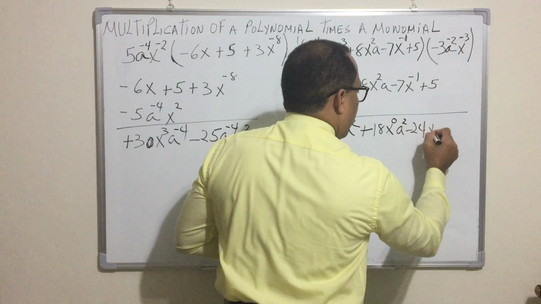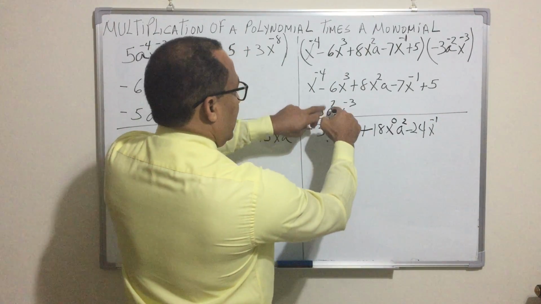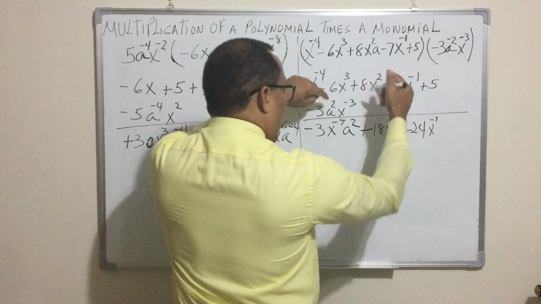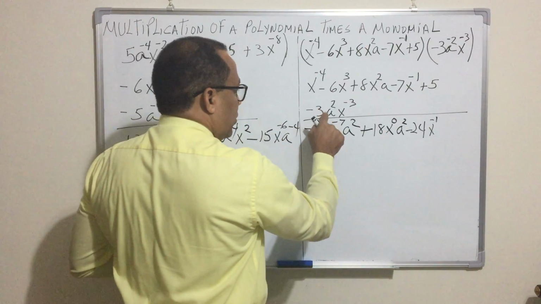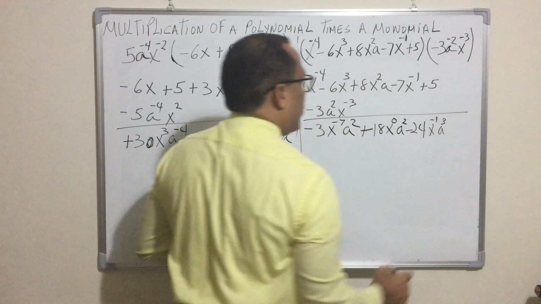So x will be to the negative 1. And the a, that's a 2. That's a 1. Both are positive. I add the numbers and I copy the same sign. So a to the second times a will be a to the third power.